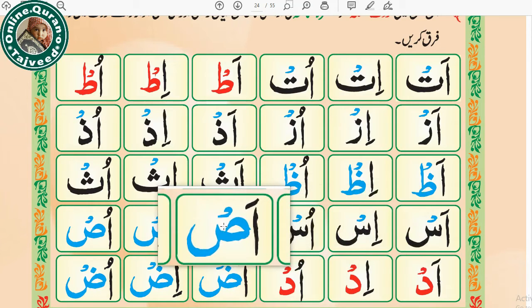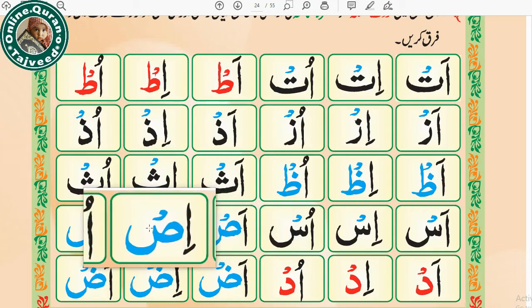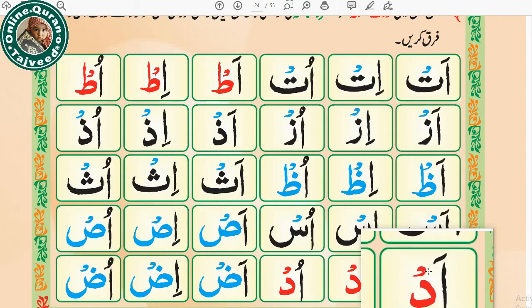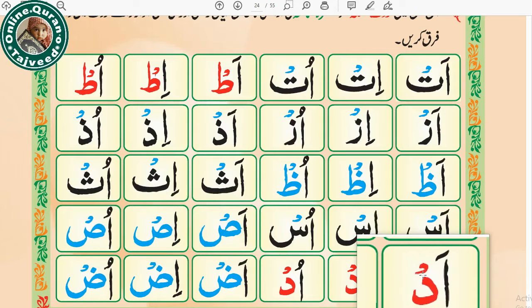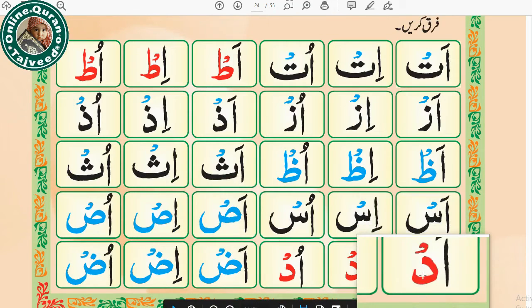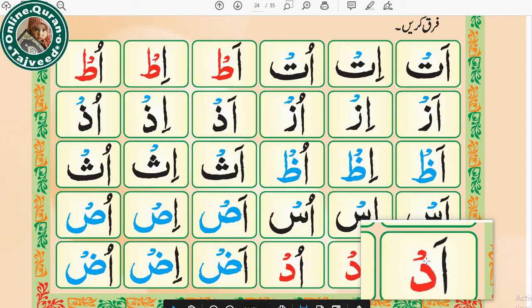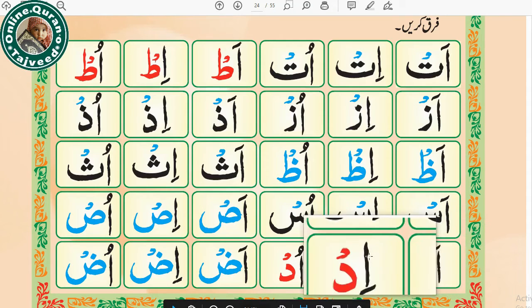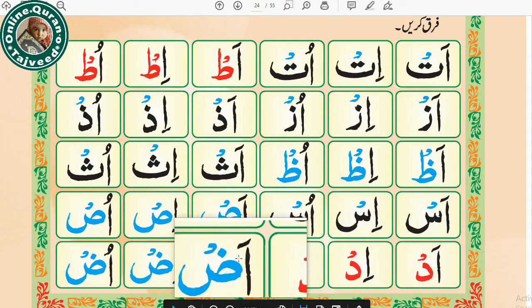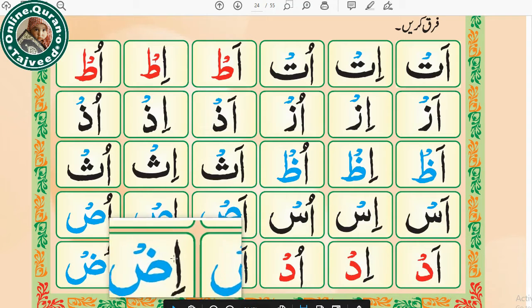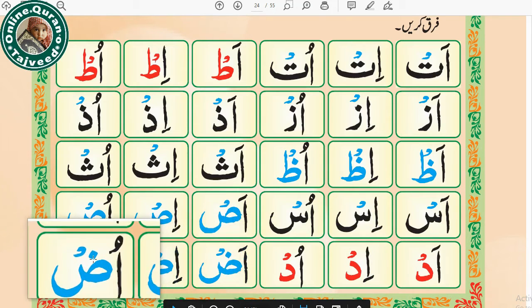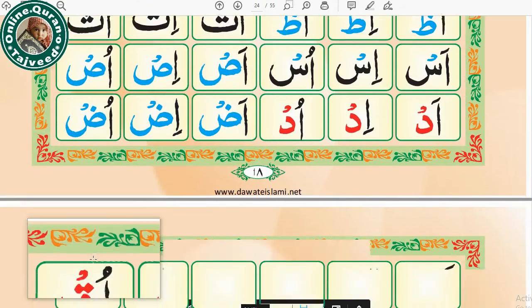Next, I will read without spelling. As, Is, Us. Next letter, Dal. Dal is a Qalqala letter, so there is an echo sound. Ad, Id, Ud. Next, Dad: Ad, Id, Ud. Now I will go to the next page.